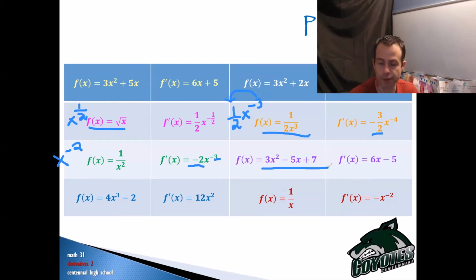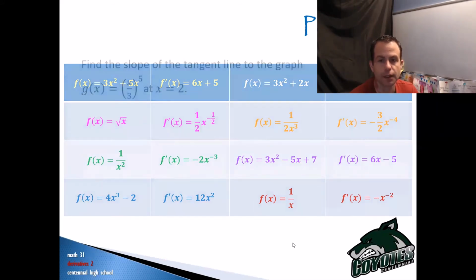When I have multiple terms, I just do that to each term. So the 2 comes to the front, that's where the 6x is coming from, -5, and then the constant term drops off. This one here will end up being 12x squared, and the constant term drops off. And this will be x to the -1. The -1 comes to the front, that's where I get the negative right here, and then -1 dropped a degree would be -2. So it works for every one of those.